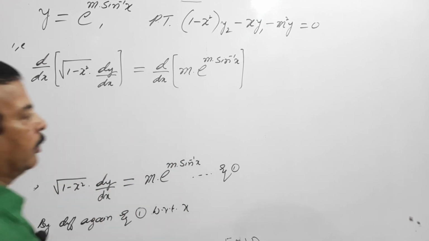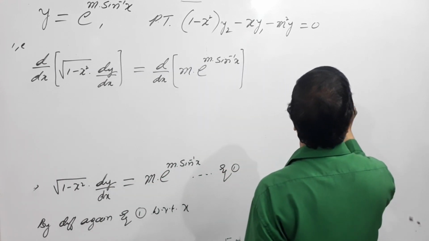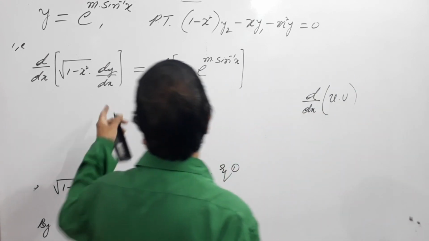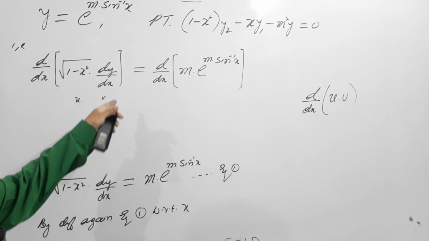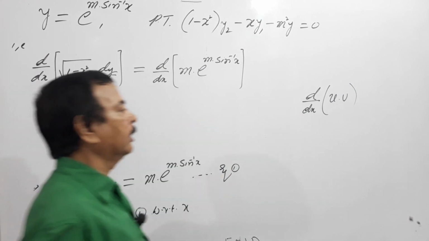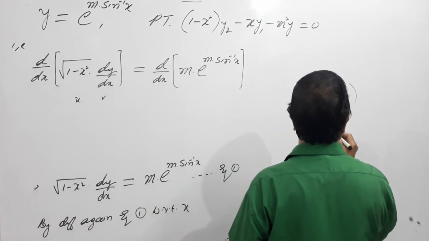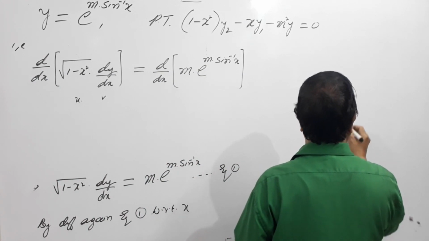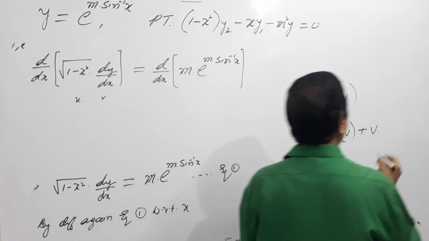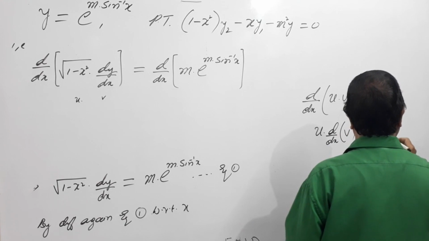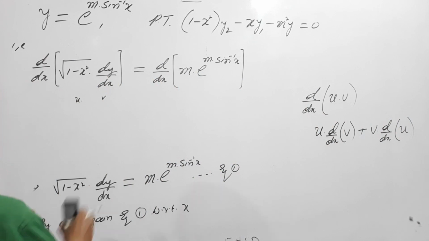What happens here? You have to use product rule. What is product rule? d by dx of uv. This is of the type u and v, because we have two functions, u and v. We differentiate it using product rule. First function u I will keep as it is, differentiate the other function v, plus I will keep the other function as it is and differentiate the first function, d by dx of u. Understood? So here you have to use the product rule.